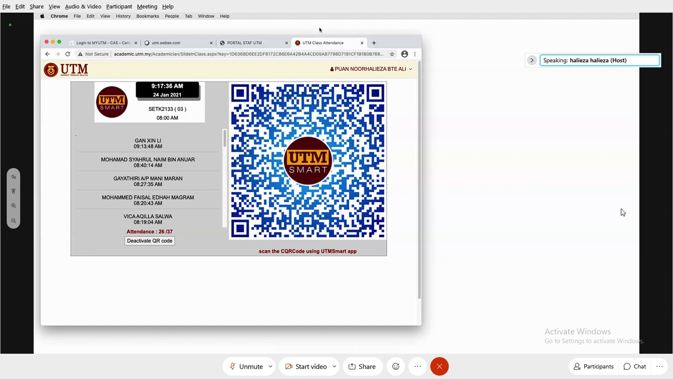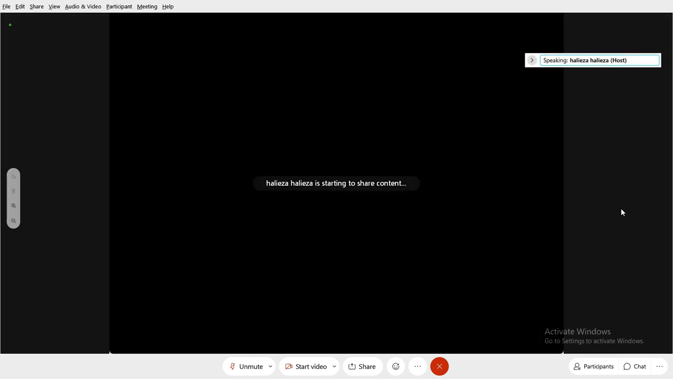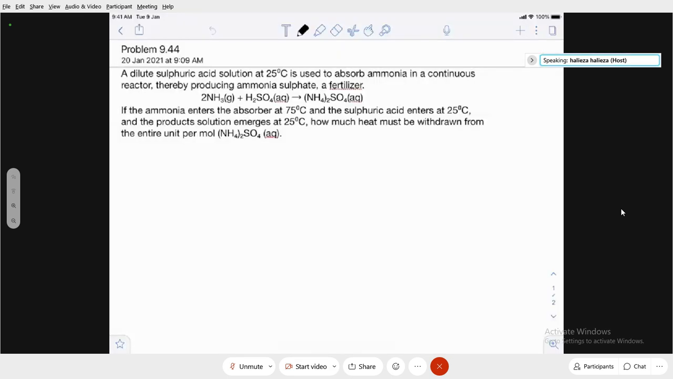Okay, let's look at another example. Not really an example, a problem from the back of the textbook. This is according to the third edition numbering. Let's share it. Okay, there you go. It's problem 9.44 according to the third edition. This is not from your notes.